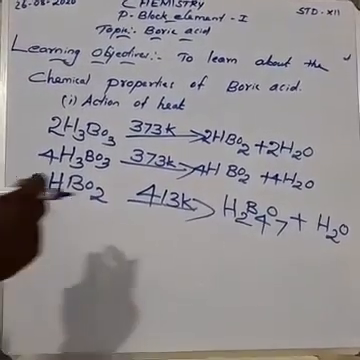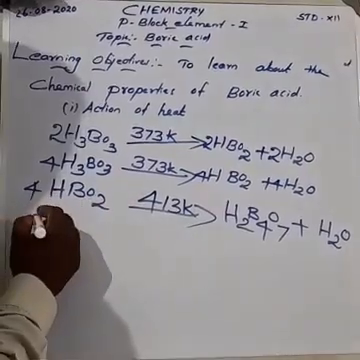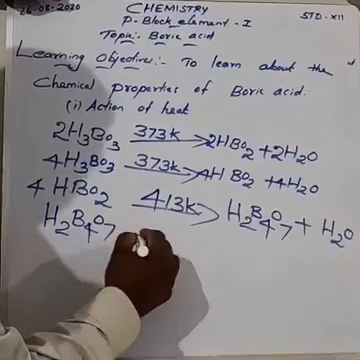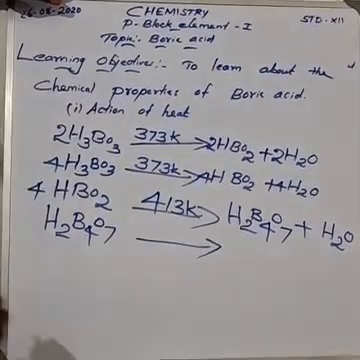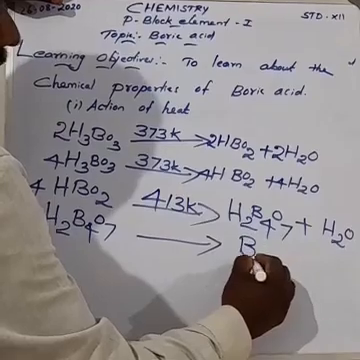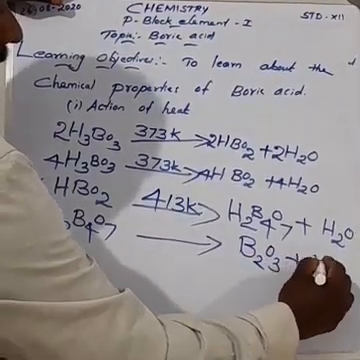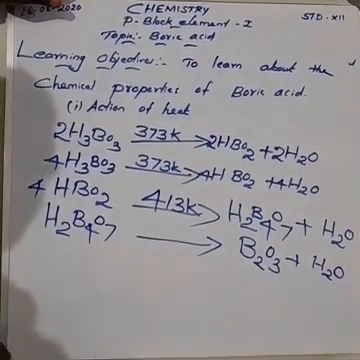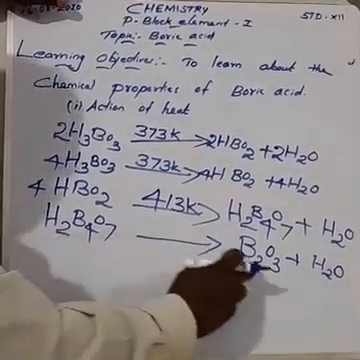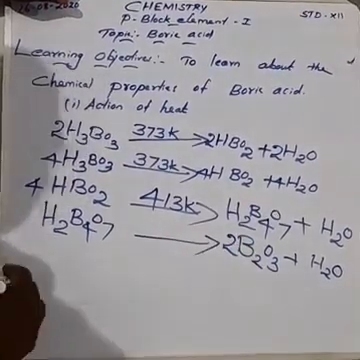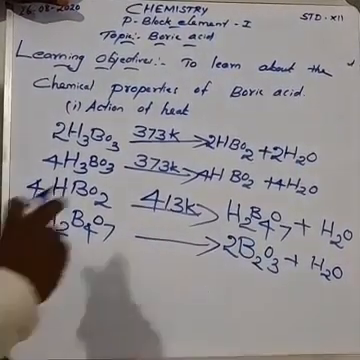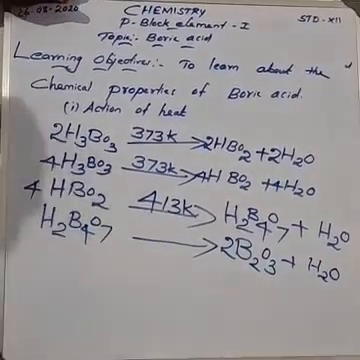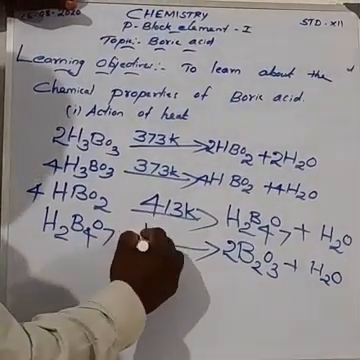Next one, tetraboric acid on heating. H2B4O7 on heating we get boric anhydride, B2O3 plus water. Is the equation balanced? No. Here 4 boron, here having 2. So 2 boron, so we have 4 oxygen, correct, and hydrogen is also balanced. The temperature is red hot.